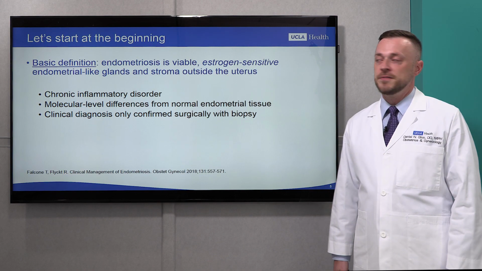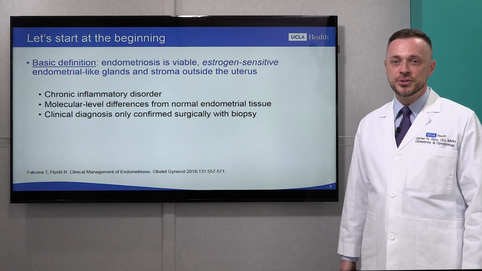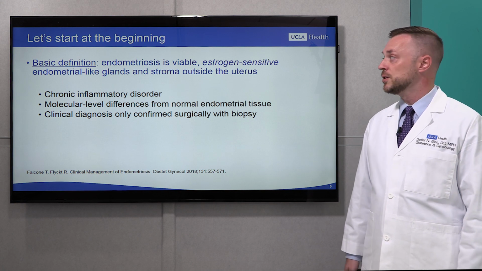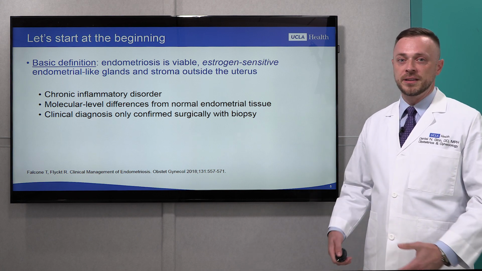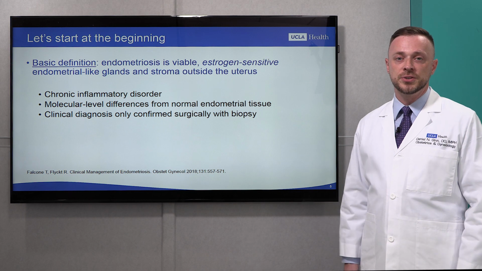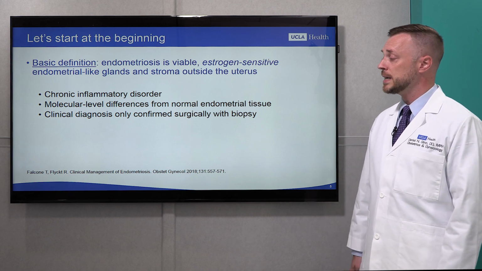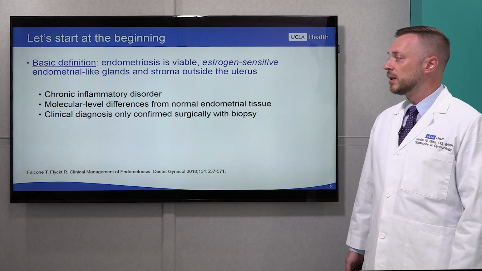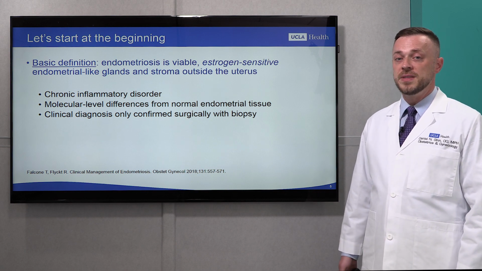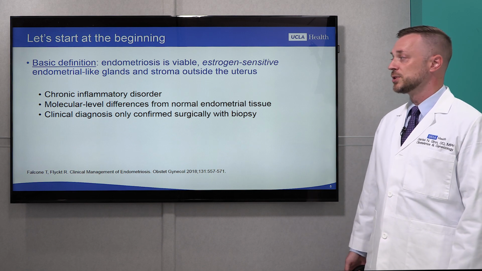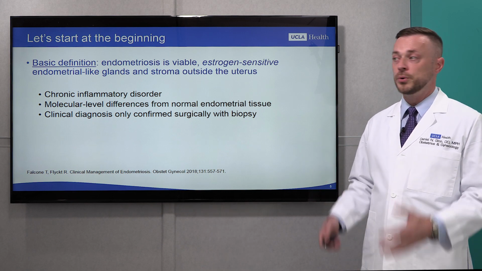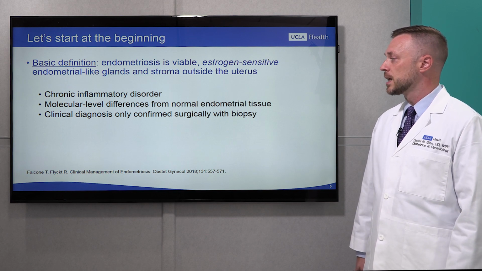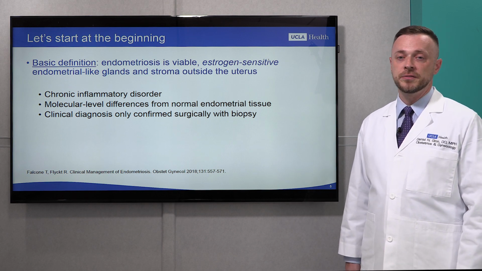A basic definition of endometriosis is viable estrogen-sensitive tissue, endometrial-like glands that are found outside of the uterus. These are involving the peritoneum and other organs potentially around the pelvis, where they're not supposed to be. This is a chronic inflammatory disorder. We know that there are some molecular level differences between these tissue samples and endometrial tissue from the endometrium of the normal uterus itself. So it's distinctly different on a molecular level. And clinical diagnosis ultimately is only confirmed with a biopsy.